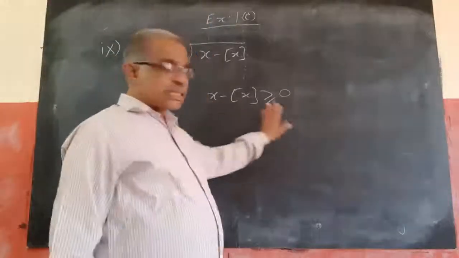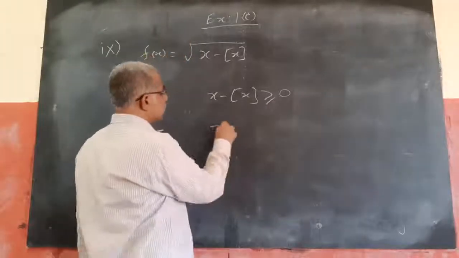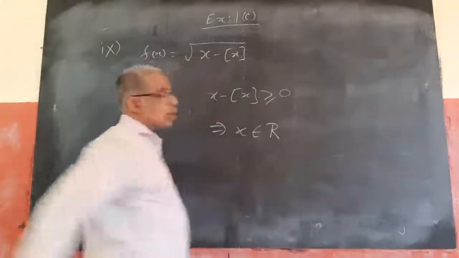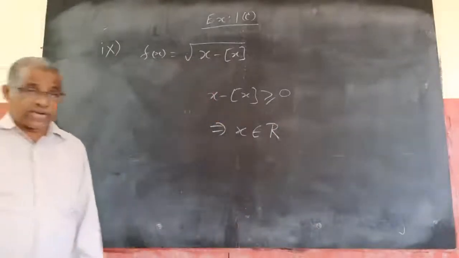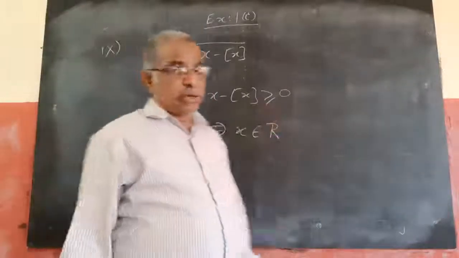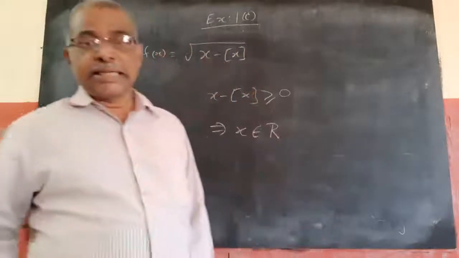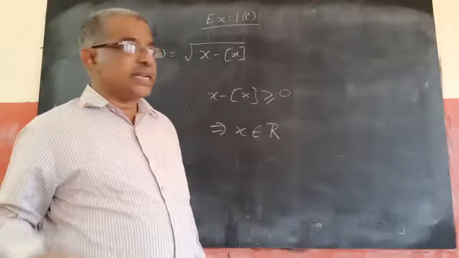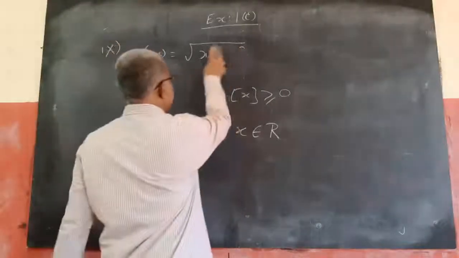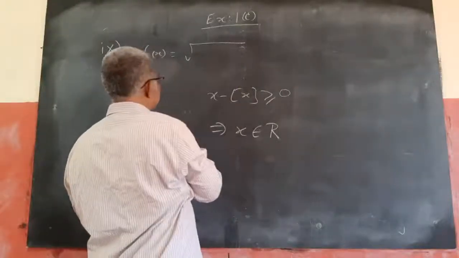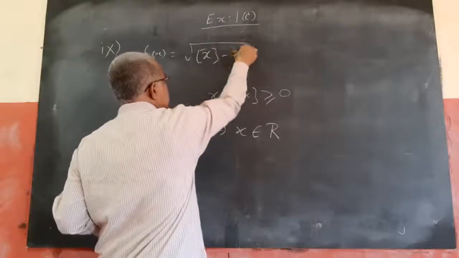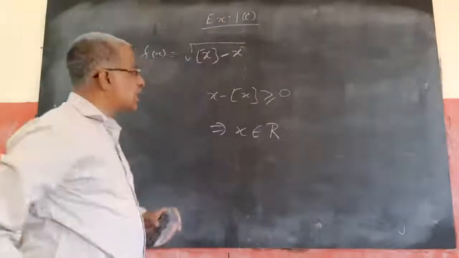So this is always greater than or equal to 0. This implies the domain is x belongs to R, any real number, because for any real number this is greater than or equal to 0. So the domain is R. If the same sum is given in reverse order, step x minus x instead of x minus step x, now the problem comes.